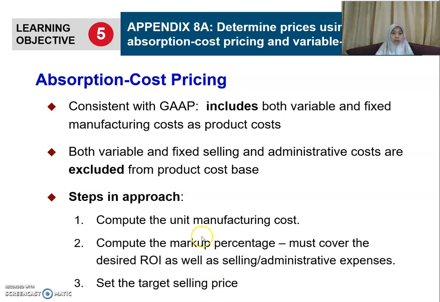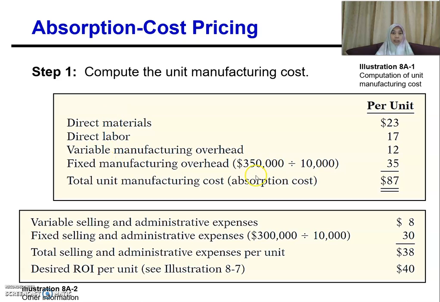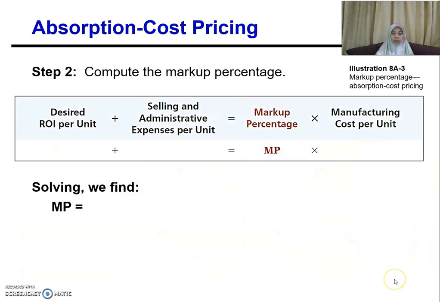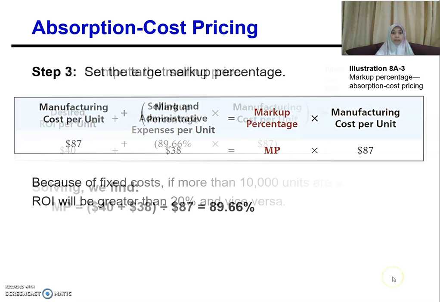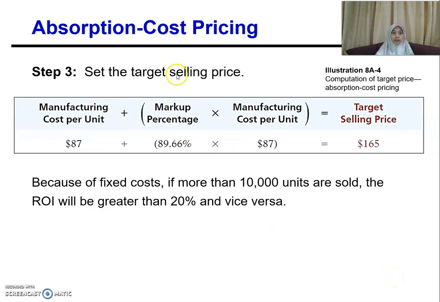selling price. So basically you calculate the manufacturing cost, which will include your variable manufacturing cost and your fixed manufacturing cost. So that's how you do it for absorption costing. You compute the unit manufacturing cost and then you add a certain amount of desired profit so that you will get the selling price. So that is for absorption cost pricing.